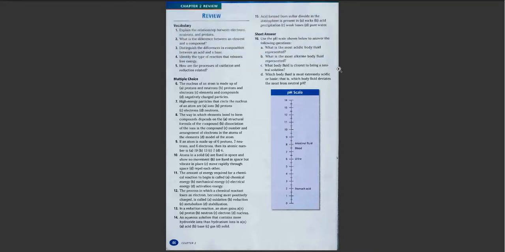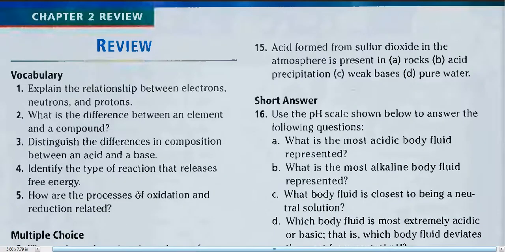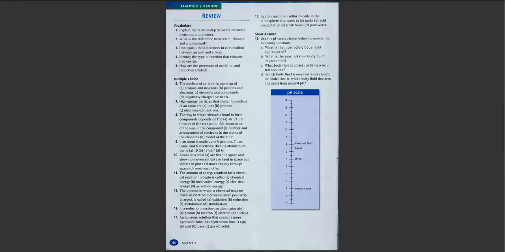Review. Vocabulary. 1. Explain the relationship between electrons, neutrons, and protons. 2. What is the difference between an element and a compound? 3. Distinguish the differences in composition between an acid and a base. 4. Identify the type of reaction that releases free energy. 5. How are the processes of oxidation and reduction related?